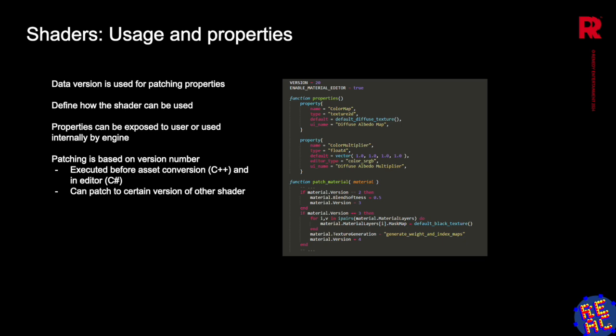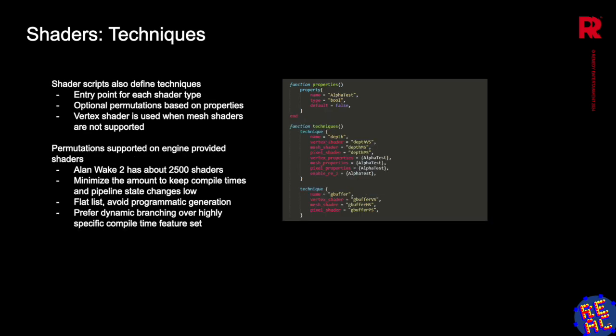In the script on the right side, you can also see that the material exposes a diffuse albedo map and a multiplier for the user to edit. Both C++ and C# code request these definitions by calling the Lua function called properties. The Lua script also contains the grouping of shaders to techniques and exposes a few additional parameters that can be used to parametrize the compiler or certain pipelines. We aim to keep the amount of shaders low.